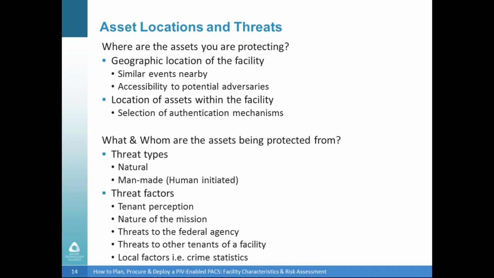The IC defines threat in 5 sub-factors. Nature of the tenant. How is it seen by the public? Is it adversarial or is it cooperative or friendly? Nature of the mission. Is the mission controversial? Past or present threats to this agency? Past or present threats to other agencies within the facility? Crime statistics. Often factored out of local, state, and federal statistics to determine is the facility located in a high, moderate, or low crime area.